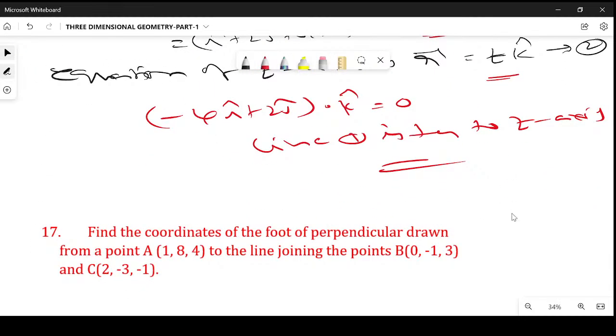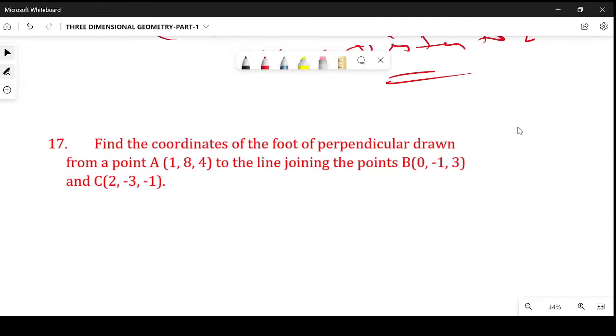Simple problem. Now the 17th one. The concept is simple, but you should understand that. Question number 17.